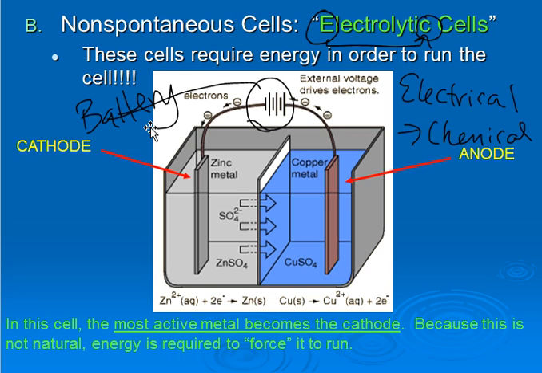Also, the charges of our anode and cathode switch. So now instead of the cathode being positive, now it's negative. Instead of the anode being negative, now the charge of the anode is positive. So this is not normal or natural. That's why it needs the battery. The battery forces the electrons to move in a direction they don't want to move.